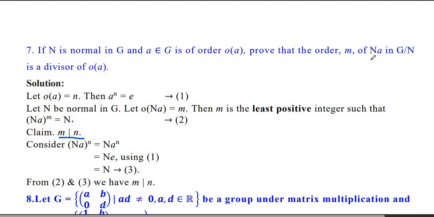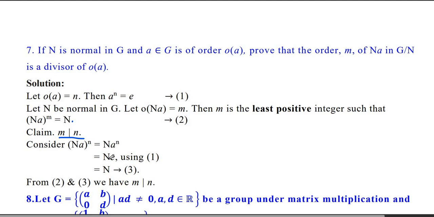So the order of Na is taken as m, and that should divide the order of A. That is our problem. So for that we'll consider the element Na raised to n. Because N is normal, repeatedly applying that, the product of two right cosets is again a right coset, because N is normal, that can be used.